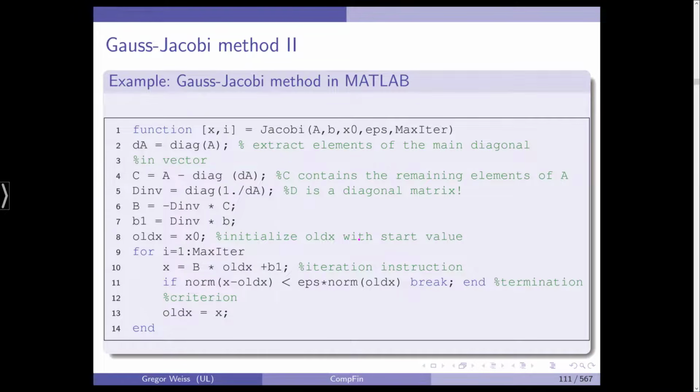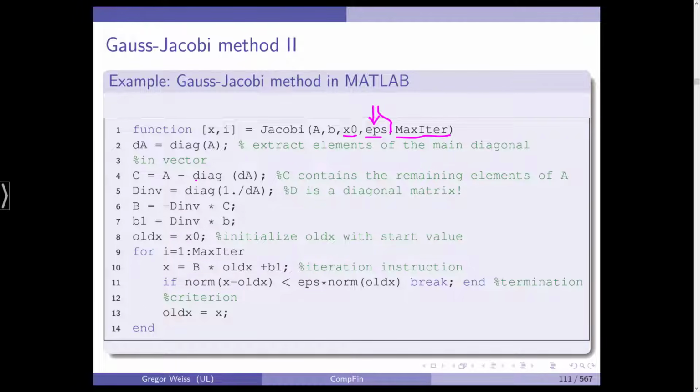Let's do this in MATLAB. We define a function called Jacobi. We will give this function the matrix A, the vector b, our starting vector, an epsilon and a maximum number of iterations. So either the sequence doesn't change too much, then we will abort the whole program using epsilon, or we've run out of iterations, and let's say we'll use 1,000 or 10,000 iterations, and then the algorithm is supposed to stop. dA is diag of A, so we extract the elements of the main diagonal as a vector.